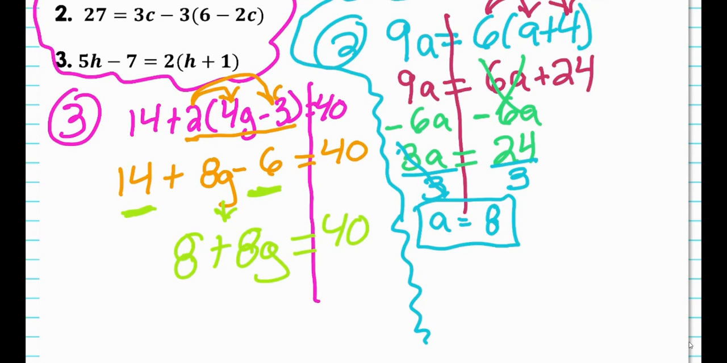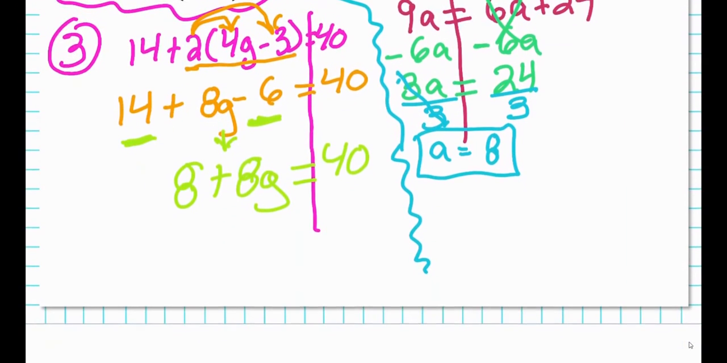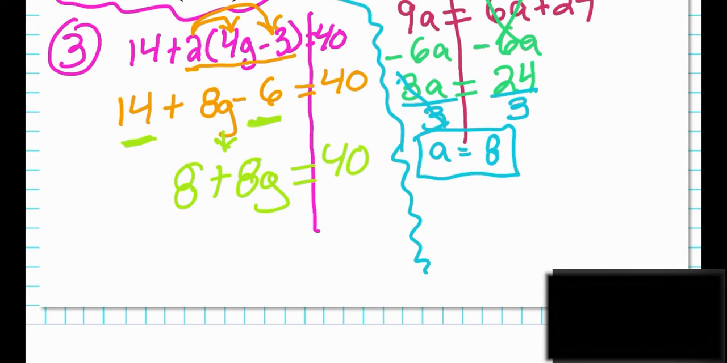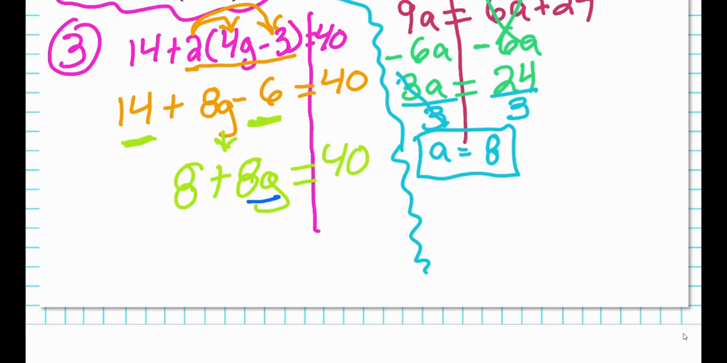Okay, great. So let's go back up. What's our next step? We combine like terms on each side, and now I need to get my variables together, and then the last step is to solve. So when it says get your variables together, what you're looking for is you want to have your variable just in one spot on one side of the equation. And that's what we have right there. We have our variable in one spot on one side of the equation. It's g. So our variable is together. We only have one term that has a variable in it, and it's on one side of the equation.